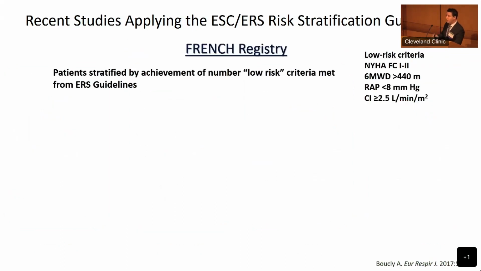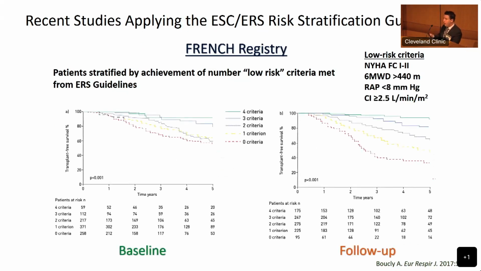Now, the French registry did it a little differently, a little simpler, which I like, in which they risk stratified patients not by adding or anything like that, but just by matching the number of achievements, or they looked at patients that were able to achieve a certain number of low-risk criteria that were met, recommended by the European guidelines. And you can see the low-risk criteria that they were looking for were functional class, 6-minute walk distance, right atrial pressure, and cardiac index. And again, those patients who met all 4 low-risk criteria, as in green, had the most favorable prognosis compared to those that had 3, only met 2, 1, etc. And this is both at baseline and follow-up.